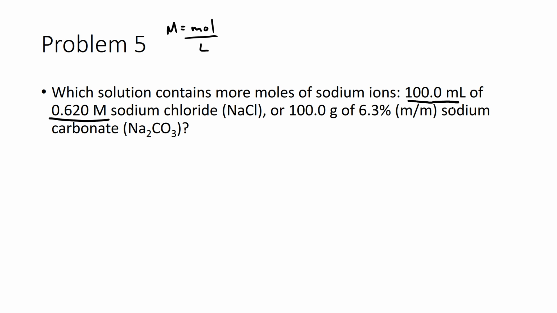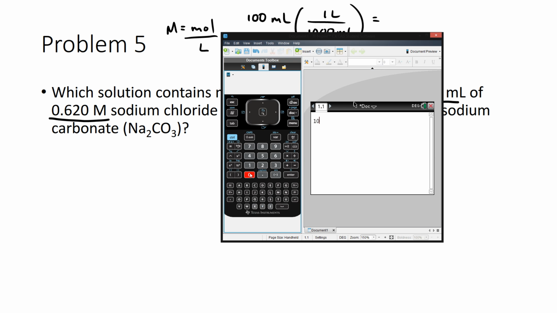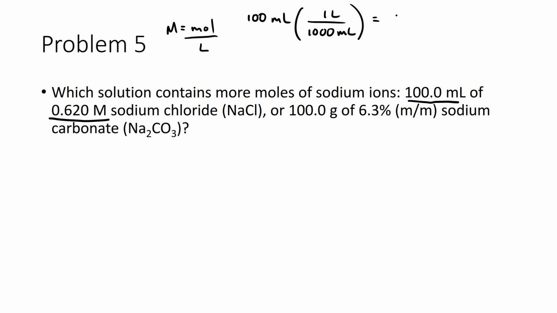We're also given 100 milliliters, so if we convert that into liters, then we'll have this value here and this value, and we can calculate the number of moles in the solution. So I'll do that right here. We have 100 milliliters. We know there are 1,000 milliliters per 1 liter. So we'll divide these out. 100 divided by 1,000 is going to give us 0.1 liters.